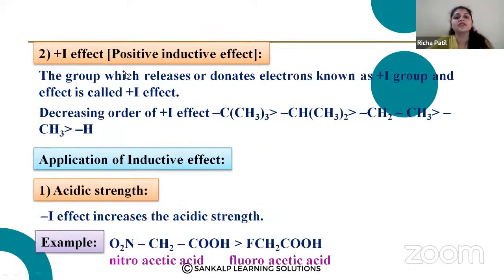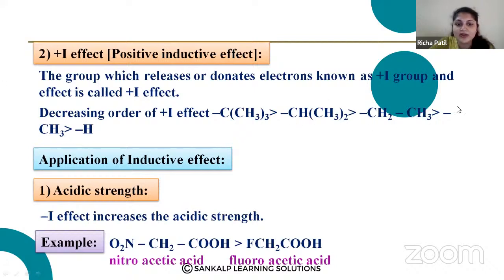Next is positive inductive effect. Which are the groups which release or donate electrons? The group which releases or donates electrons is a positive inductive group, and the effect is called positive inductive effect. This is the decreasing order of positive inductive effect. So you can see here, this is the decreasing order: (CH3)3C, (CH3)2CH, CH3CH2, CH3 is greater than H.